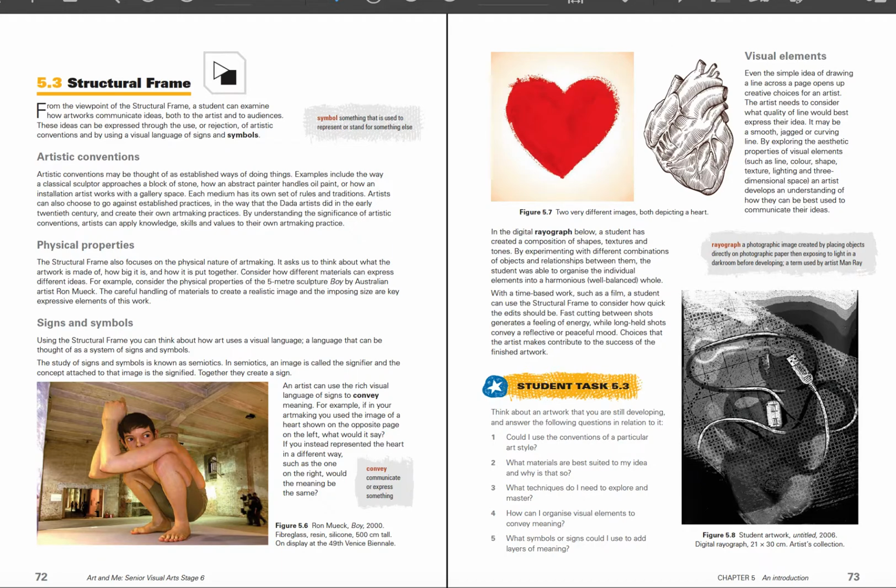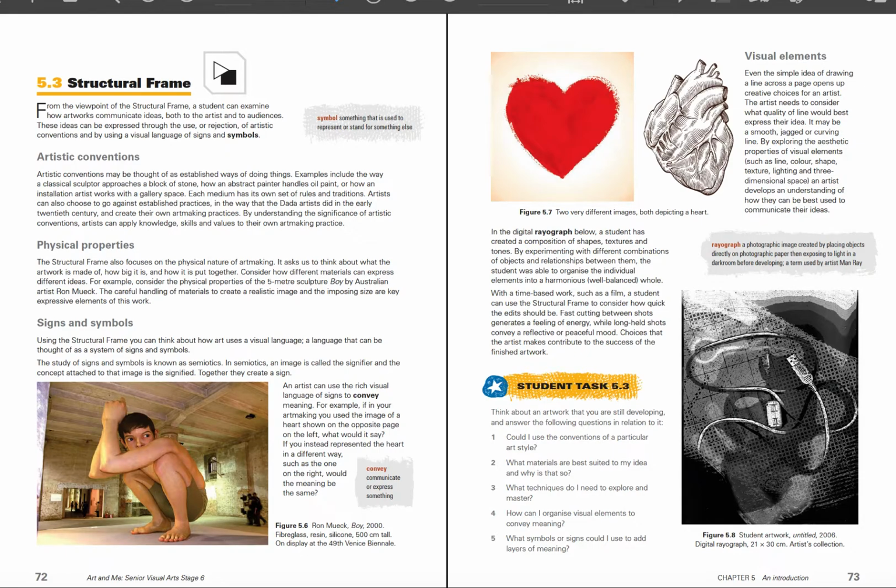Okay, so visual elements. Even the simple idea of drawing a line across a page opens up the creative choices for an artist. The artist needs to consider what quality of line would best express their idea. It may be a smooth, jagged, or curvy line. By exploring the aesthetic properties of visual elements, this is your elements of art. If you don't know them, I suggest you go back and learn them: line, color, shape, texture, lighting, and three-dimensional space. An artist develops an understanding of how they can best be used to communicate their ideas.